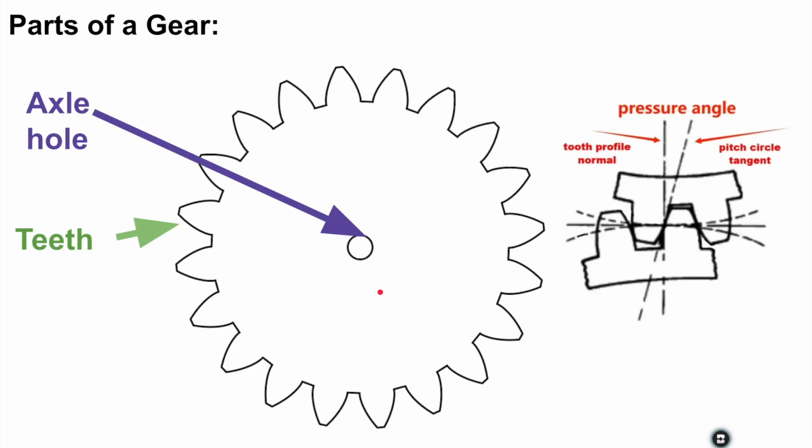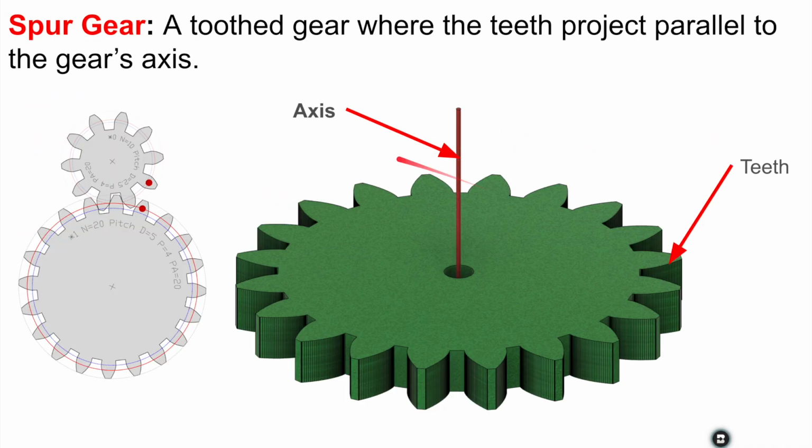When we look at the parts of a gear, we can see that this is the axle hole. This is where the axis or the shaft of the gear will be located. These are the teeth of the gear. You need to pay attention to the pressure angle of the gear. They need to be the same, and we'll see that with the spur gear. So for instance, here is the spur gear, and you can see that these two spur gears right here have the same pressure angle. You can see it says PA20 here and PA20 here.